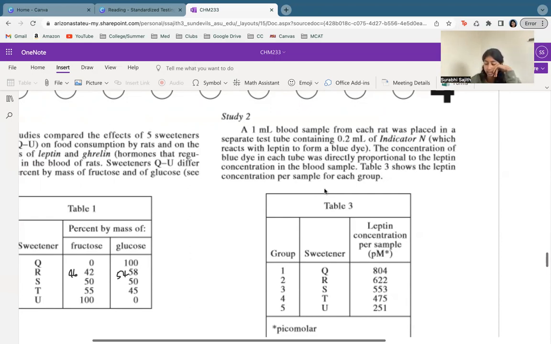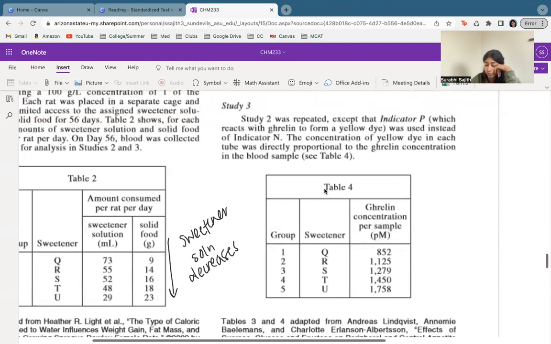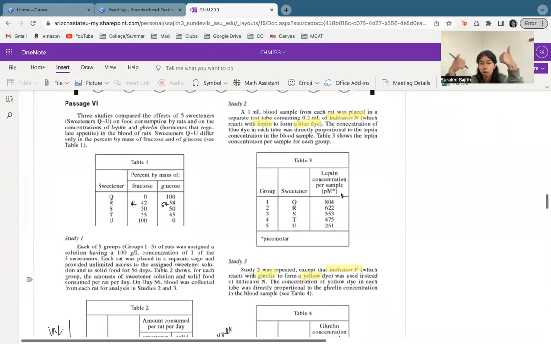So now let's see, in study 2, they use indicator N. All right, and then that reacts with leptin to form a blue dye. Versus if we scroll down to study 3, we have indicator P, which reacts with ghrelin to form a yellow dye. So we see that actually nothing is in common between these indicators. We have N and P, so those are already different.